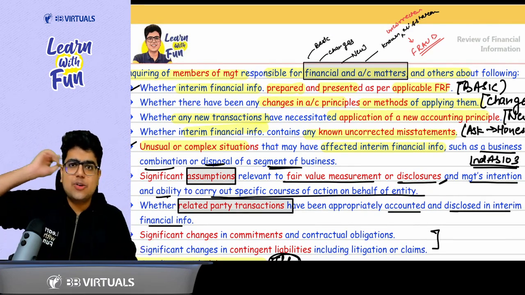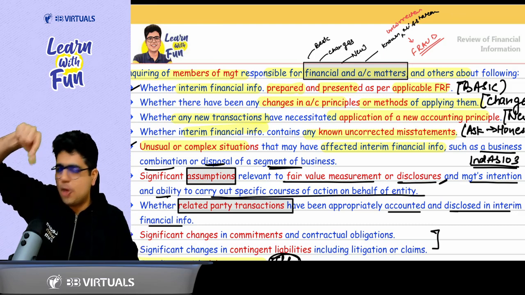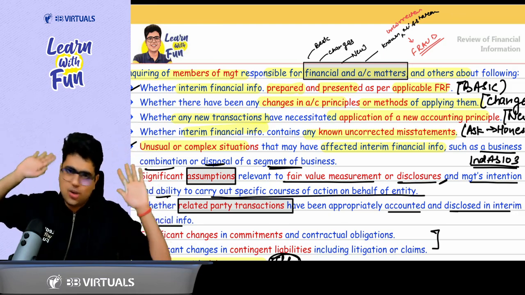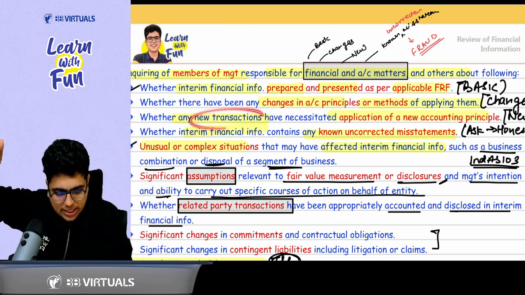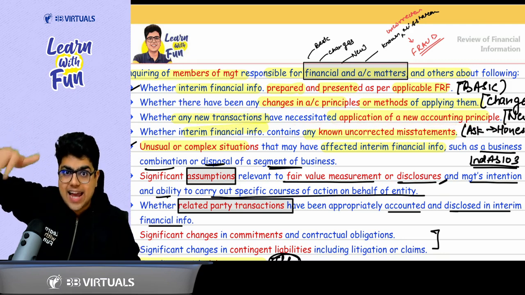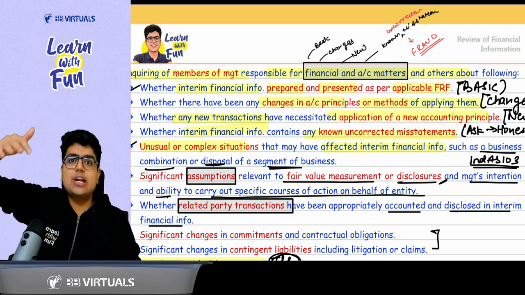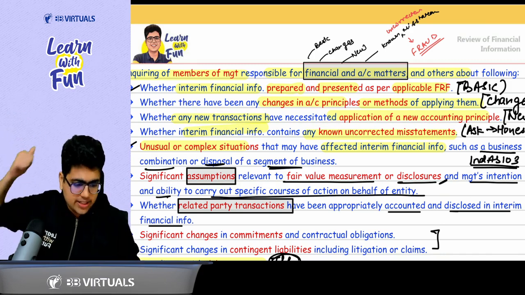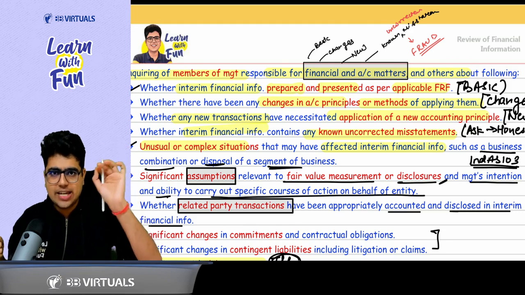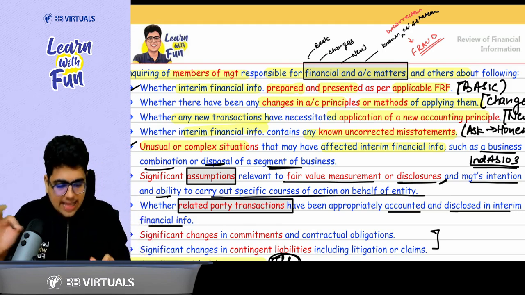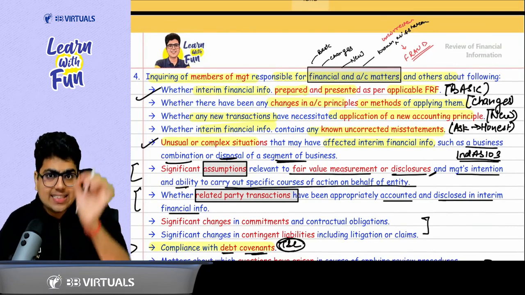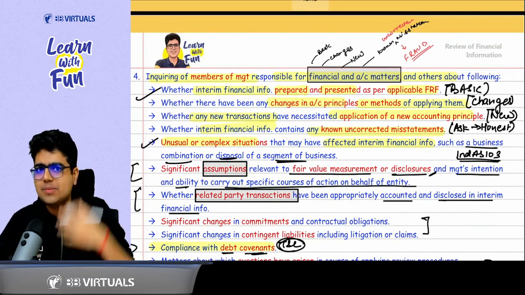When there is a change in the accounting policy, let's say your operating lease has become a financial lease, the way of accounting will change. Got it, sir. Plus there could be a new transaction which requires a new accounting principle, any new financial lease. It will require new lease accounting. Got it, sir. So these are the 3 points you need to consider: basic, change, new.